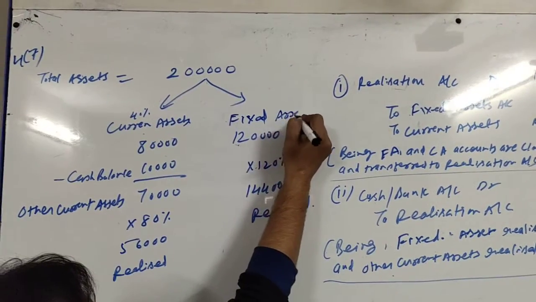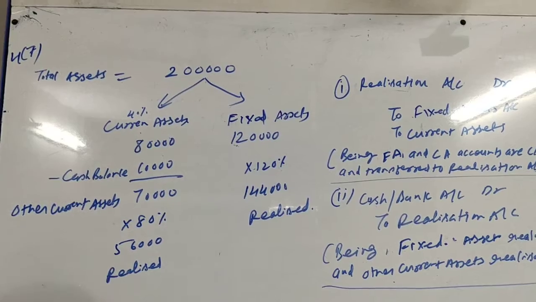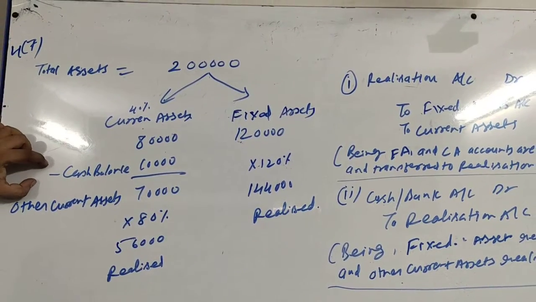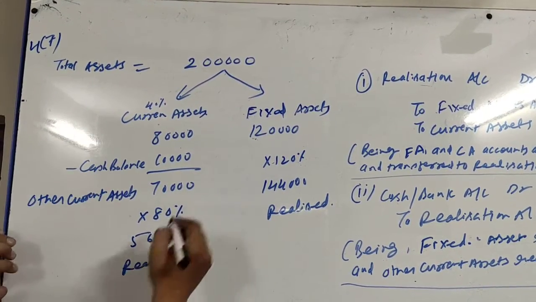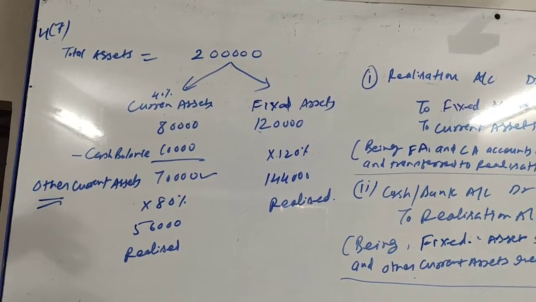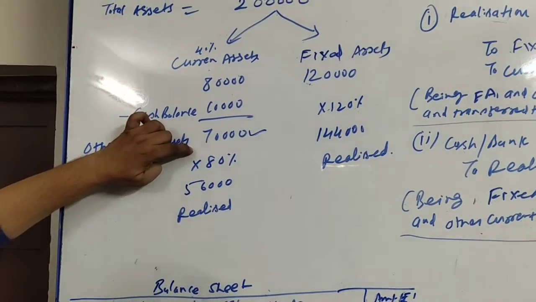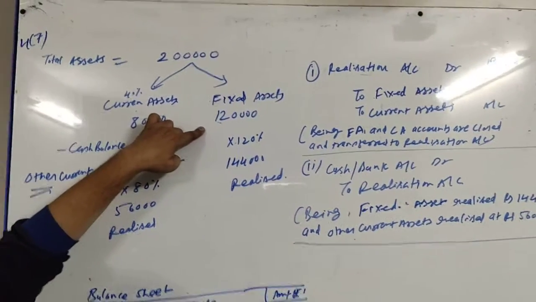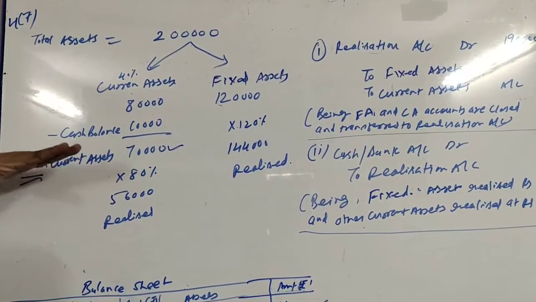So here it is: total assets rupees 2 lakh, 40% current assets, so 80,000, and the remaining will be fixed assets. So 2 lakh minus 80,000 is 1,20,000. Now regarding current assets, it is given including cash balance of rupees 10,000. So when we deduct rupees 10,000, we get 70,000. That will be other current assets or sundry current assets, you can call it. So our current assets are rupees 70,000, which will be transferred to realization account, and fixed assets are rupees 1,20,000.